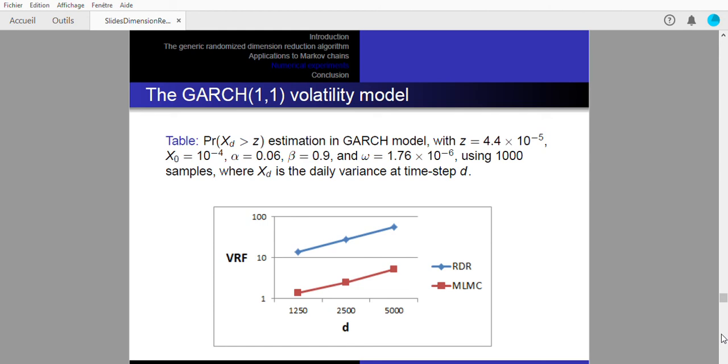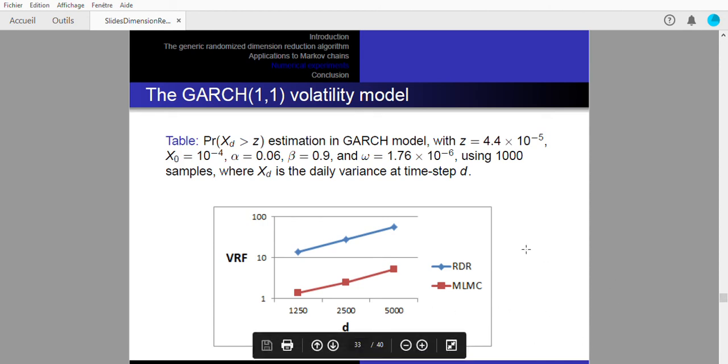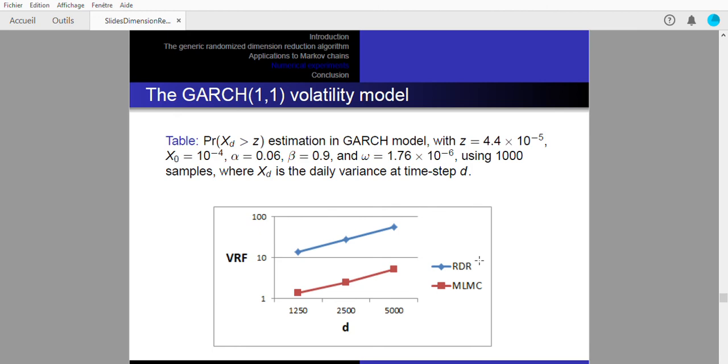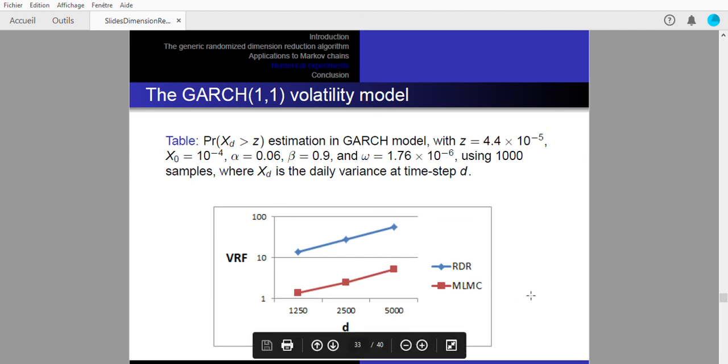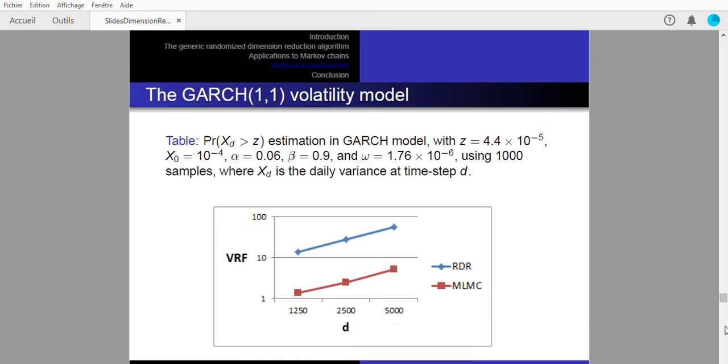Okay, so here we have some numerical examples. We have an example on the GARCH model. We want to calculate the probability that the variance exceeds some threshold at time step d. And so I plot the variance reduction factor in terms of d. As d increases, we see that the variance reduction factor for the randomized dimension reduction algorithm increases, and it is essentially proportional to the dimension d. We also have a multilevel Monte Carlo algorithm that achieves variance reduction in this case, but our algorithm has better properties than the multilevel Monte Carlo algorithm in this example.